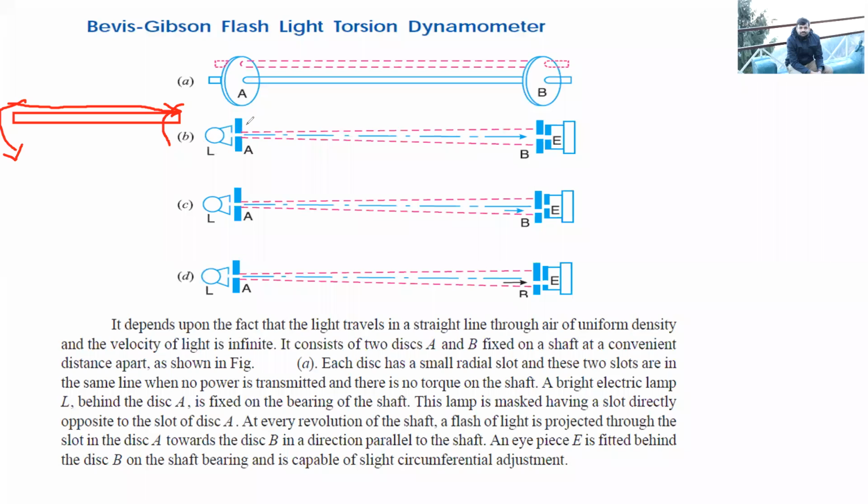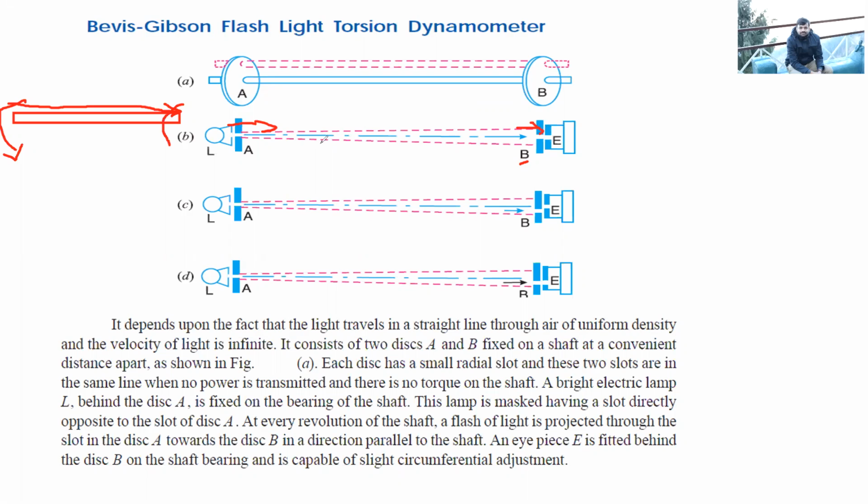Now, to measure this amount, as this left part of the shaft will rotate more compared to this right part of the shaft, they kept a light source over here. This L is the light source, and it will pass the light through the hole in plate A. When the shaft is in straight position, the light which is passing through hole A will totally pass through the hole B.